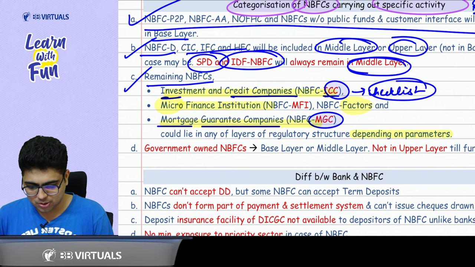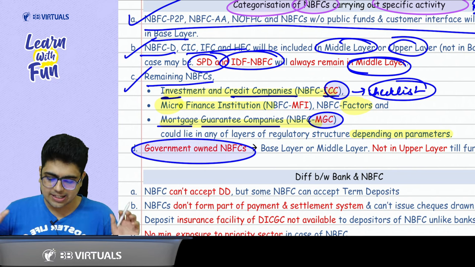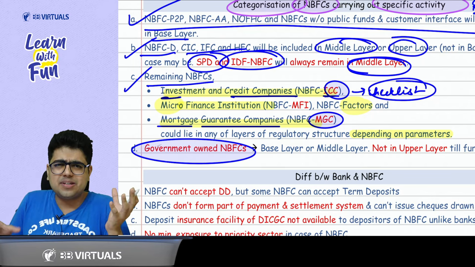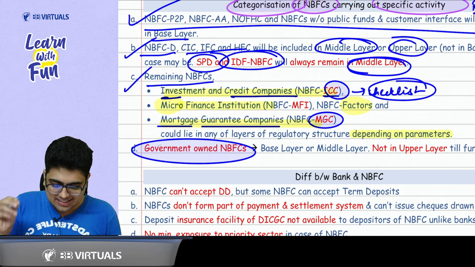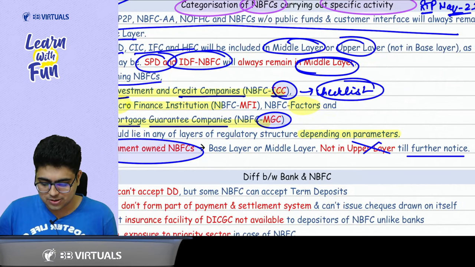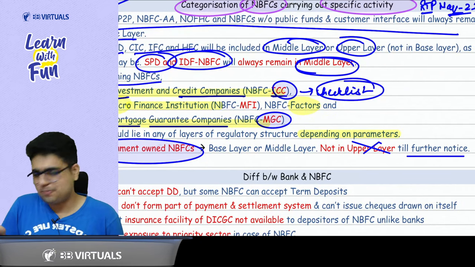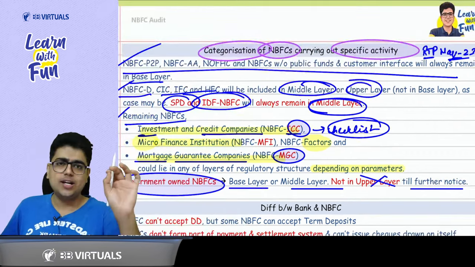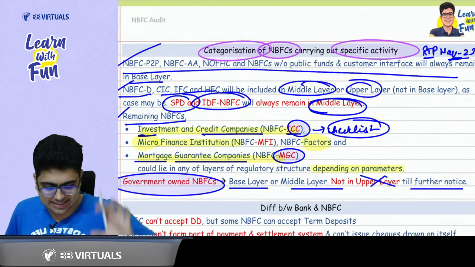And the last part is about the government owned NBFC. Tell me, are government owned NBFCs great NBFCs or AMI NBFCs? So these are AMI NBFCs. Since these are AMI NBFCs, they will not become a part of the upper layer till further notice. They will always remain a part of the base layer or middle layer. So this is how you remember this whole topic. Is this done? Yes, sir.